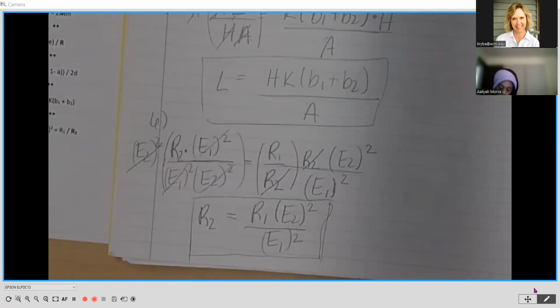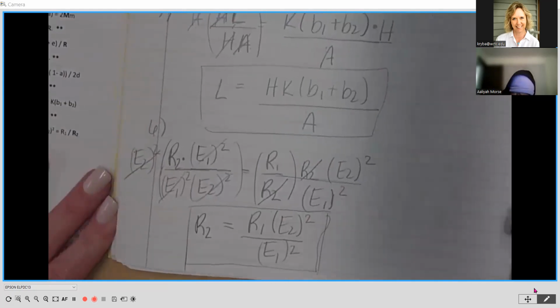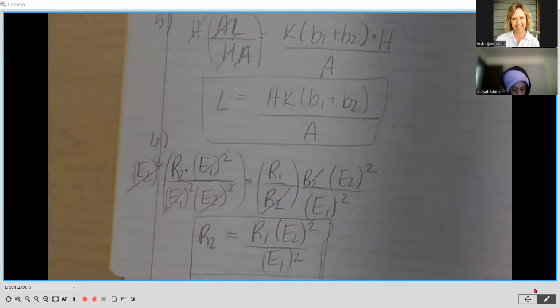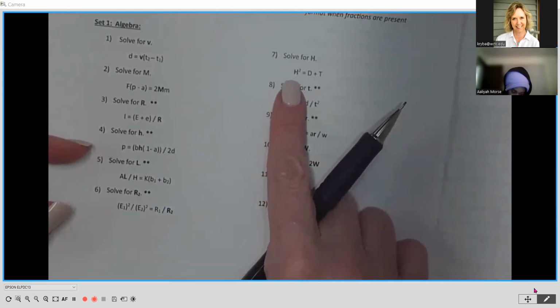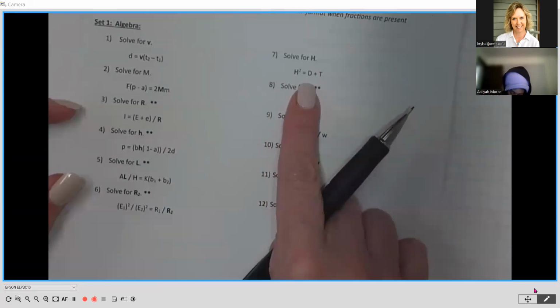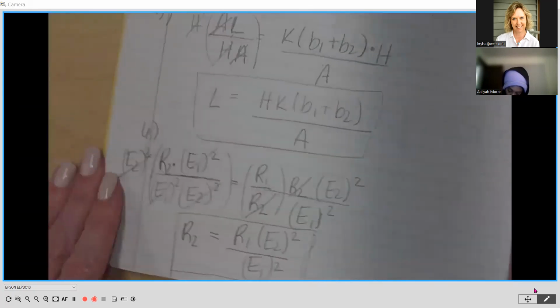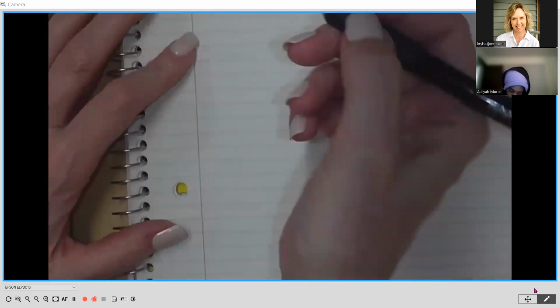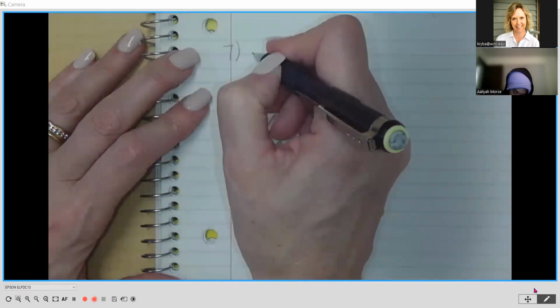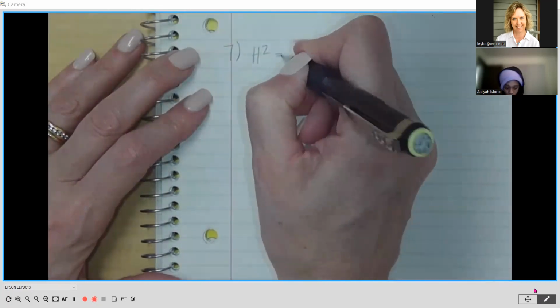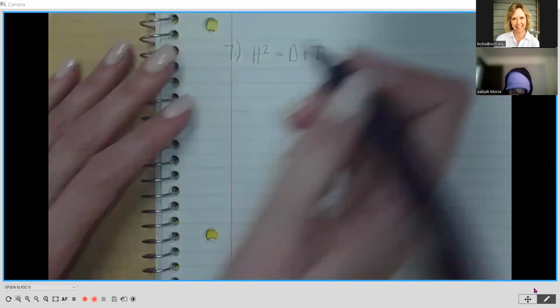Okay, so let's look at number 7. Everybody ready to go on to number 7? Okay. So number 7 says we're going to be solving for H. So here we've got H squared is equal to D plus T. So I'm going to turn my page here. And number 7 is H squared is equal to D plus T.